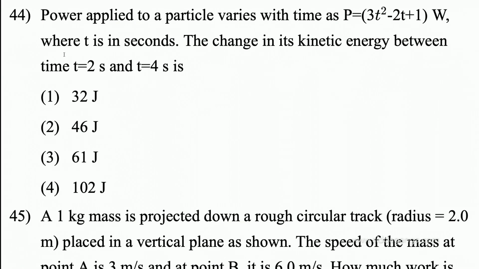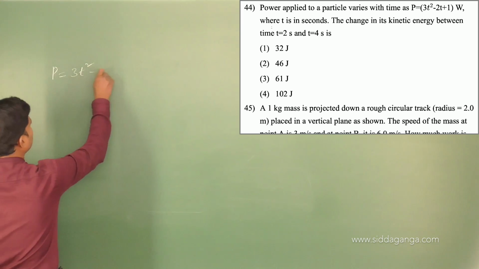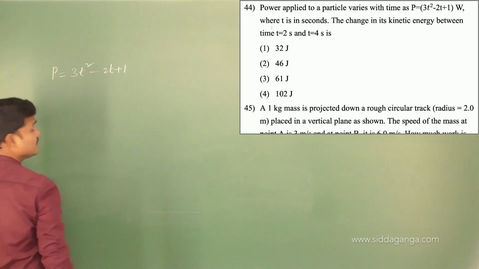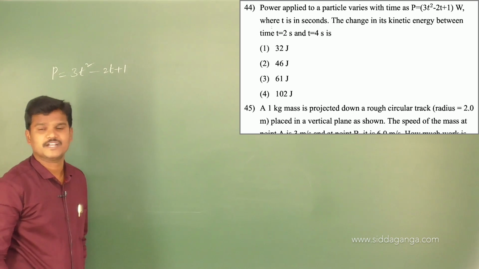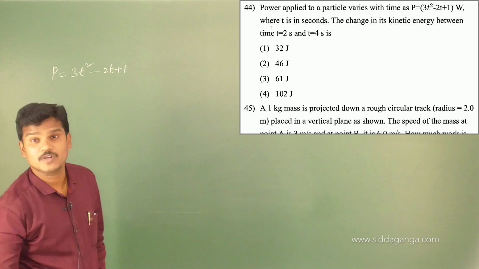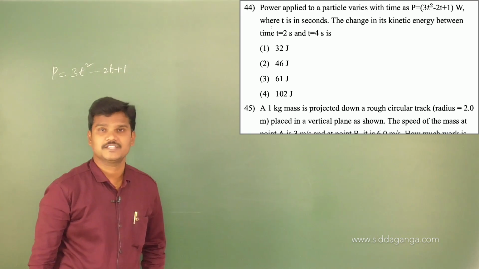So next one also direct question and easy question. Power applied to a particle varies with time. It is given as 3t square minus 2t plus 1 watt. Find the change in kinetic energy between 2 seconds to 4 seconds. See, the power is given as 3t square minus 2t plus 1. Asking to find change in kinetic energy. We know work done is equal to change in kinetic energy, and we know power is equal to work by time. That work is nothing but change in kinetic energy from the work energy theorem.